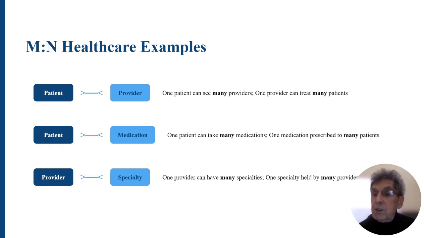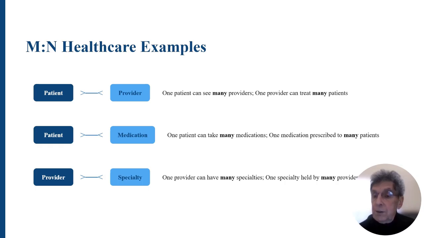Where do we see many-to-many relationships in healthcare? Well, patient to provider. As mentioned, one patient can see many providers over time. One provider treats many patients, many-to-many. Patient to medication. One patient might take 5, 10, even 15 medications for various conditions. And one medication, metformin, for instance, is prescribed to thousands or millions of patients. Clearly a many-to-many relationship. Provider to specialty. This is interesting. One provider might have multiple specialties. A physician might be board certified in both internal medicine and geriatrics. And one specialty, cardiology, includes many providers, many-to-many.